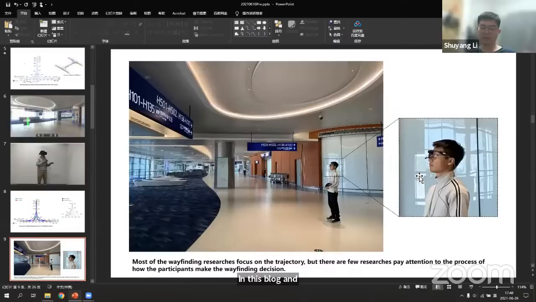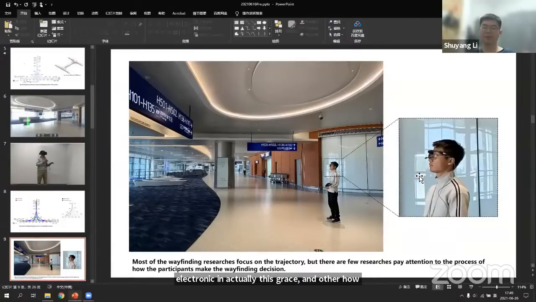And in fact, we think wayfinding is a dynamic decision-making process. So the trajectories can only reflect the correct or wrong decisions made by the participant, but cannot be used to explore how the participant makes the wayfinding decision. Compared with the trajectories, we pay more attention to which factors, like space form, signature system, electronic screens and others.